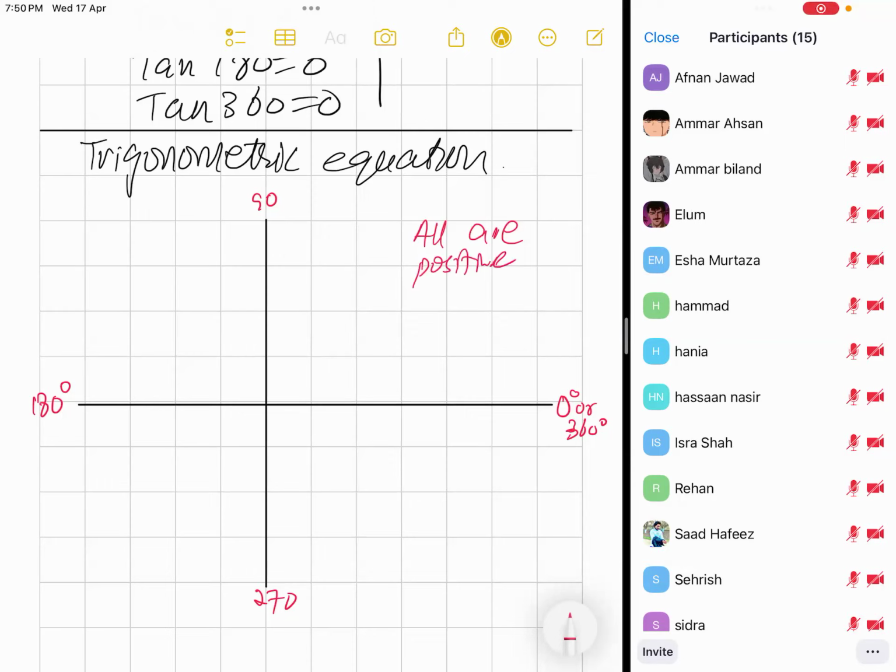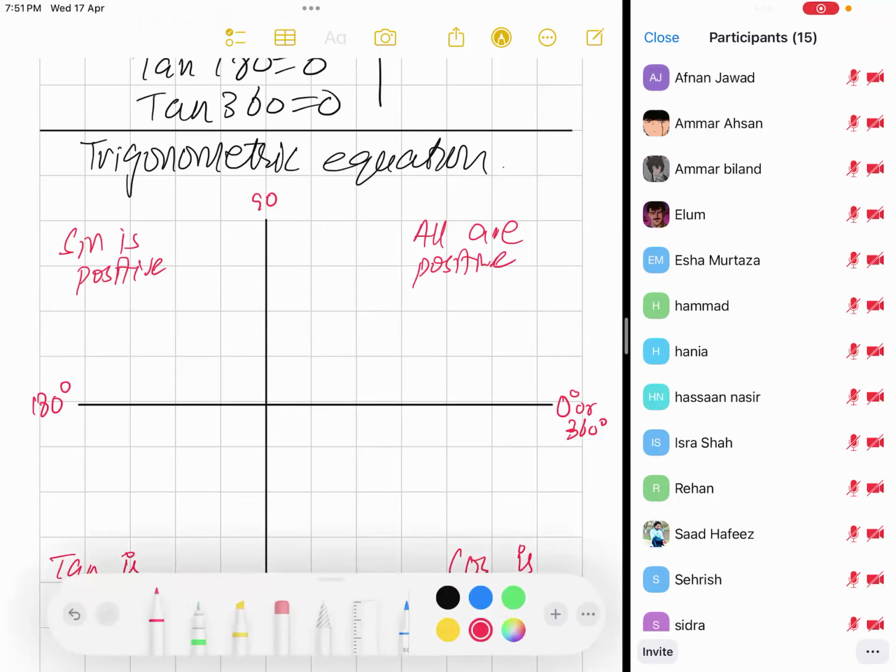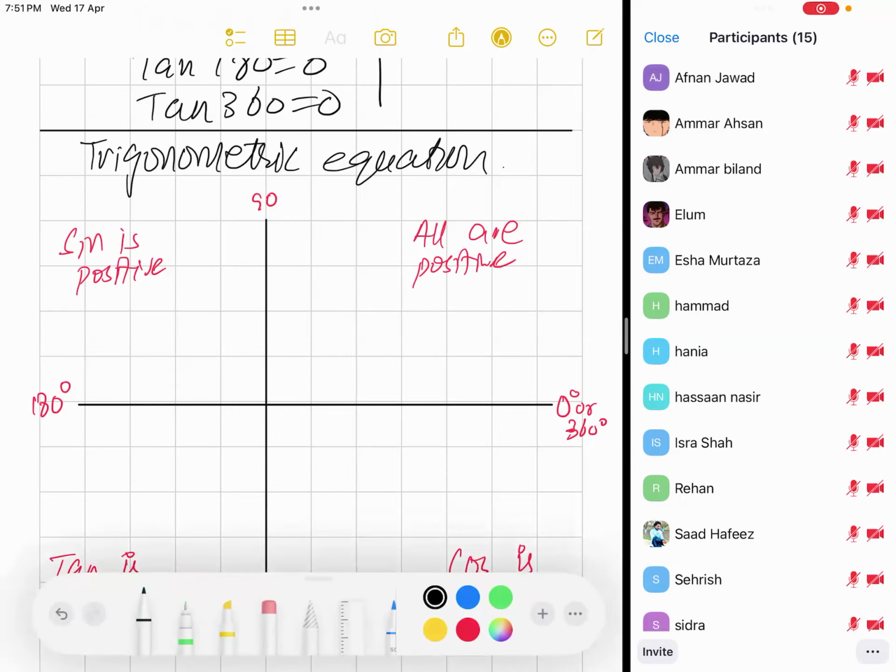In the second quadrant, only sine is positive. In the third quadrant, only tan is positive. And then in the last quadrant, only cos is positive. Right, everybody? Okay. Here we have theta.